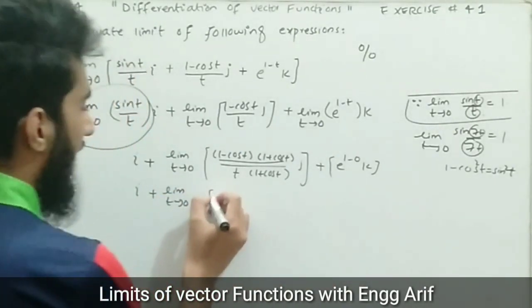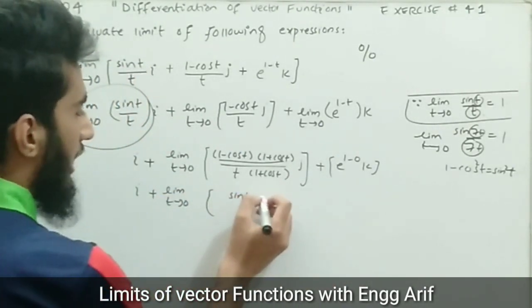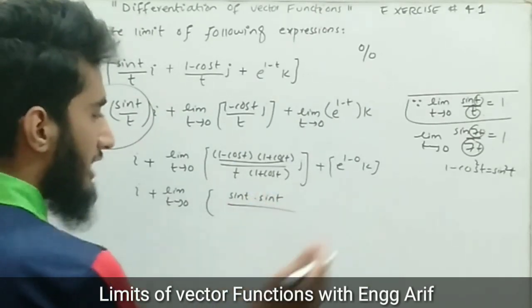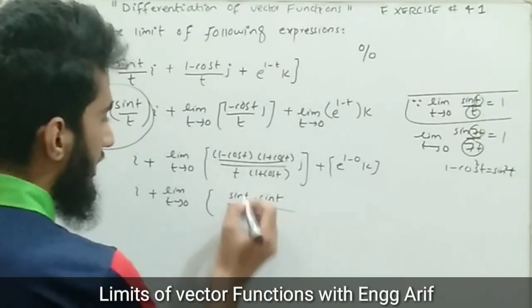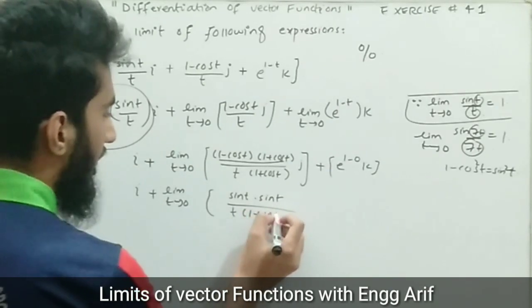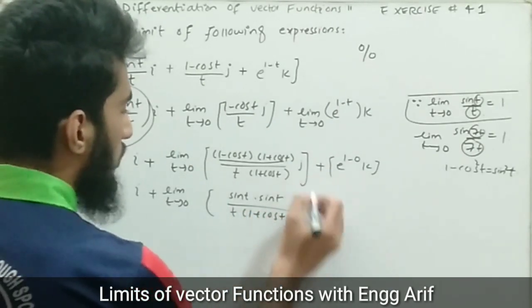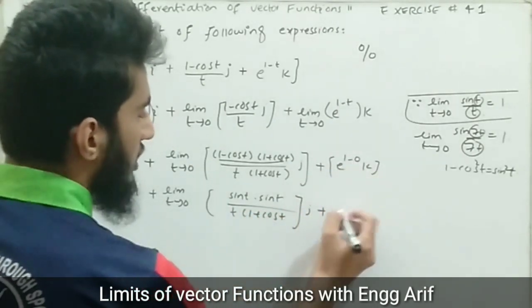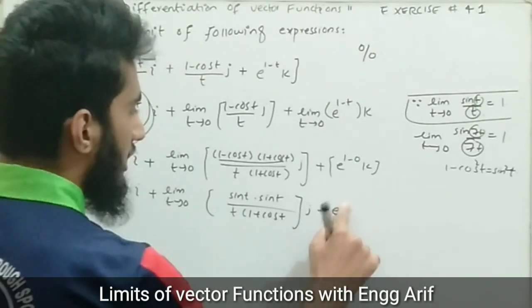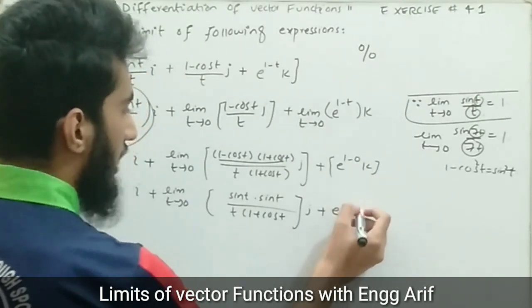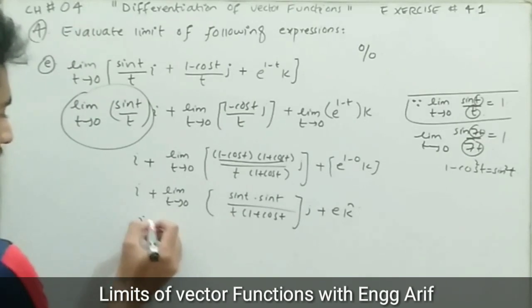And sin square t can also be written as sin t into sin t, we just break this into 2. And in the denominator we have t into 1 plus cos t. And over here we have j. And plus 1 minus 0 gives us 1, so e power 1 into k. It becomes e into k. Now over here it becomes i and plus.